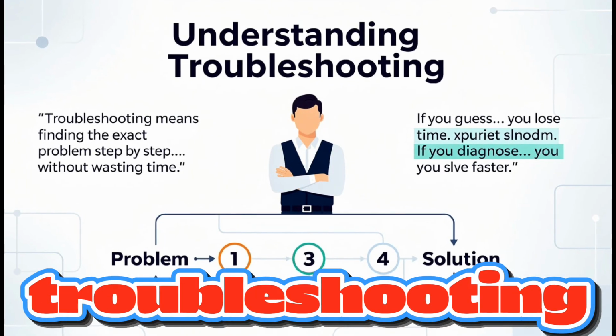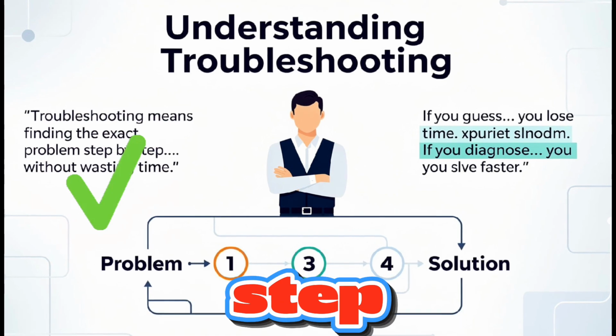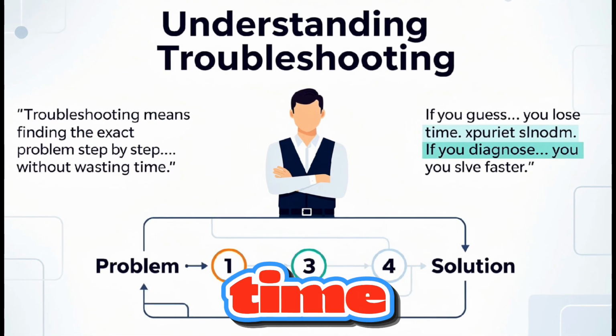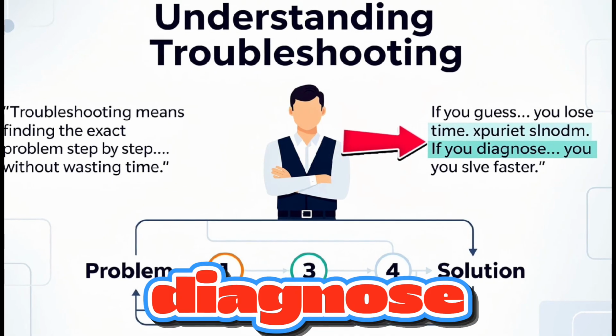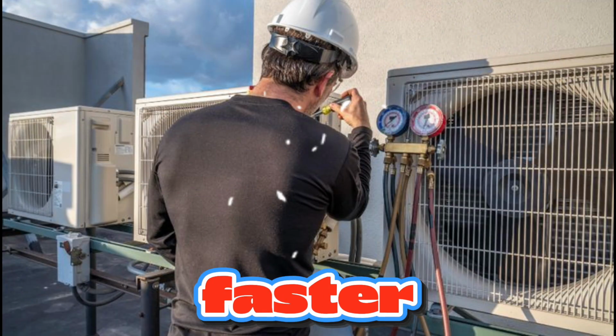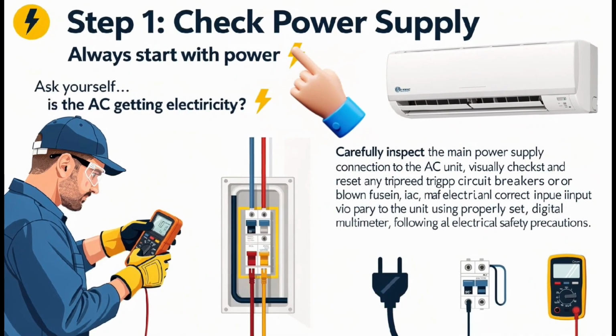Understanding troubleshooting. Troubleshooting means finding the exact problem step by step, without wasting time. If you guess, you lose time. If you diagnose, you solve faster. Step 1: Check power supply.